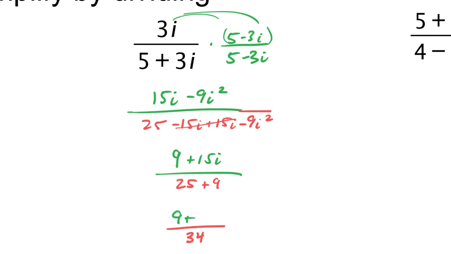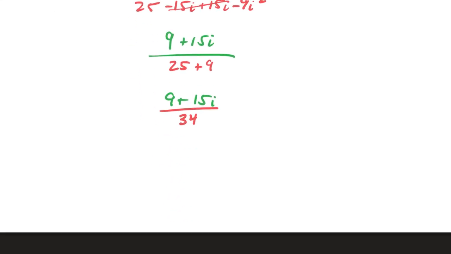Write that top again. Now we'll just simplify the expression. 9 34ths plus 15 over 34 i. There's nothing that can really be divided into those fractions, so we'll leave them the way that they are.